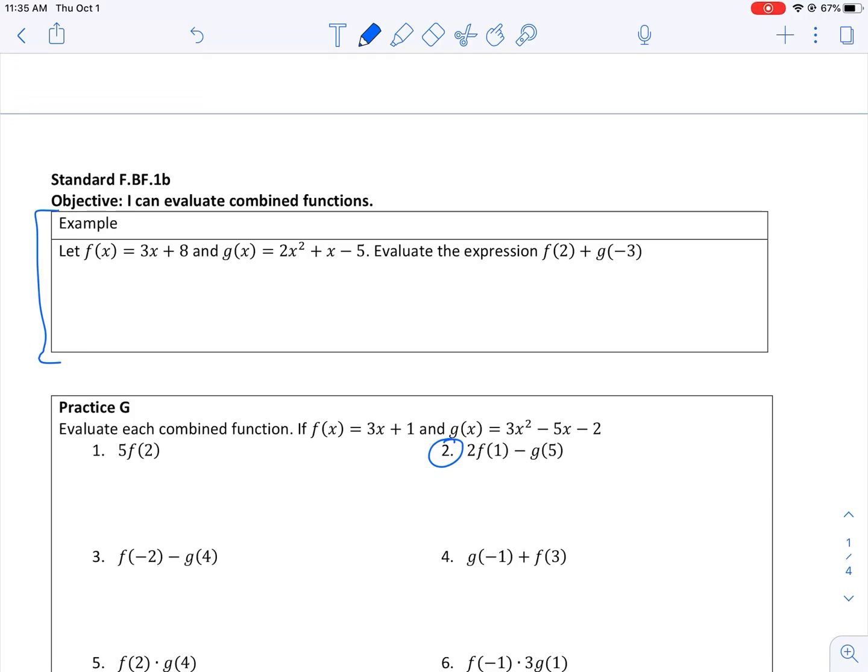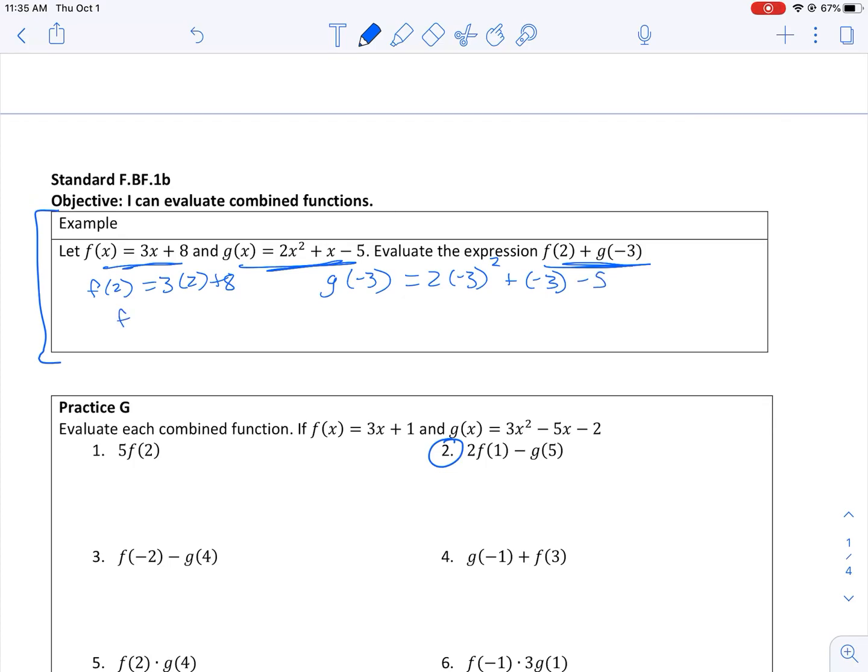You can also do more with functions. Let's say you have 2 different functions, and you want to add the expressions together. It's really just the same thing twice, and then you add your 2 results together. So we need to get f of 2. Well, f of 2 is 3 times 2 plus 8. And then g of -3 is going to be 2 times -3 squared plus -3. That's supposed to be a 3. 3. And then minus 5.